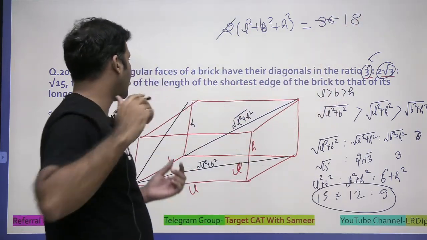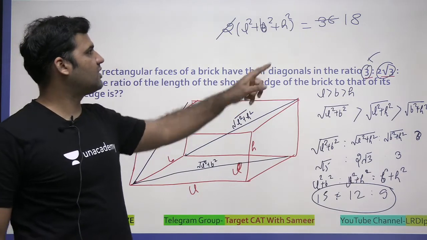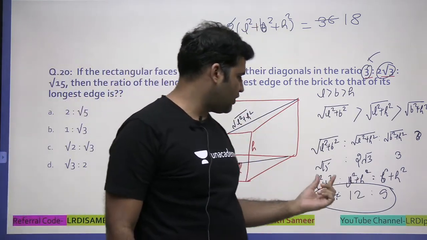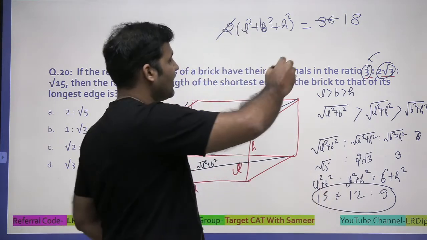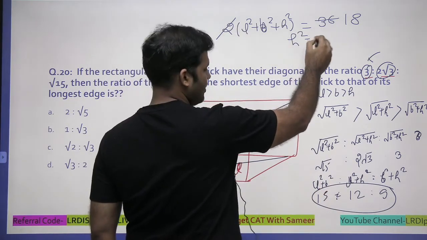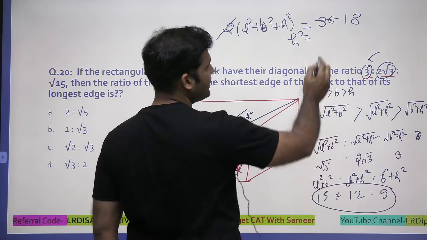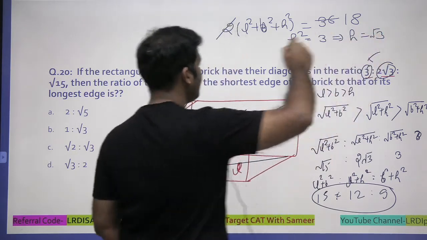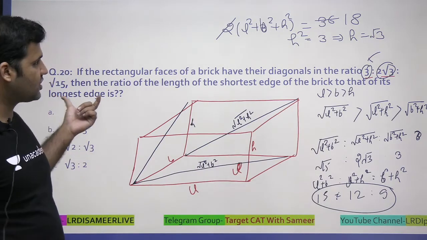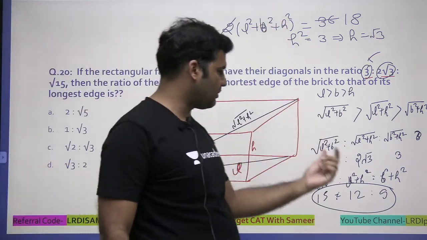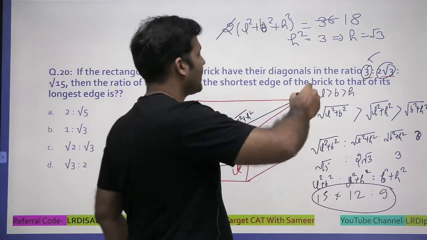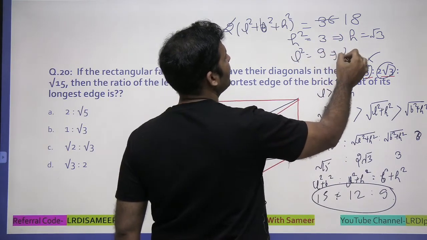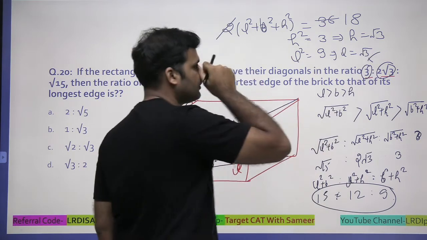Now, if I want to find out the length of the shortest edge, that means H, I need to put the value of L square plus B square. If I put the value of L square plus B square, I'll get H square equal to 18 minus 15, that is 3, or I can say H would be root 3. And if I want to find out the longest edge, I will be putting B square plus H square. B square plus H square is 9. So can I say L square would be 18 minus 9, that is 9. L will be equal to 3.